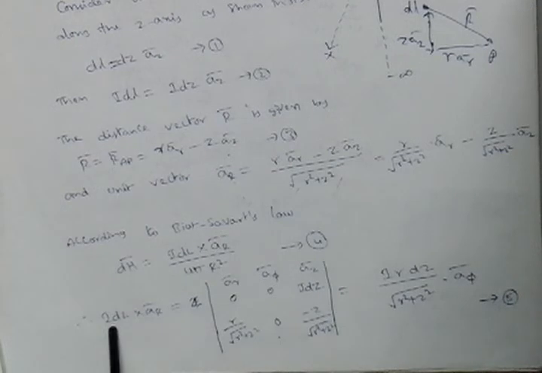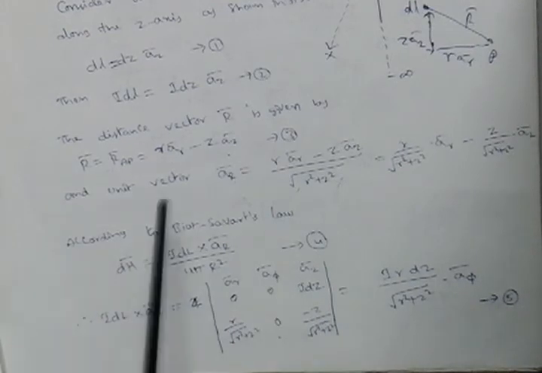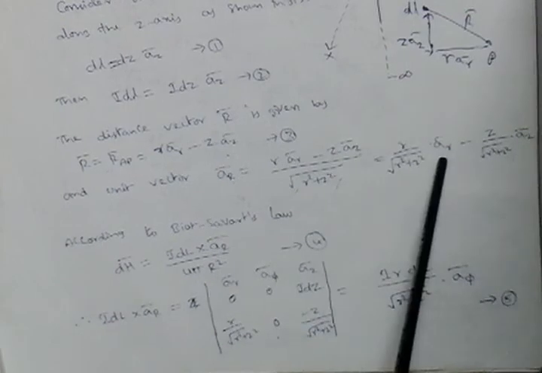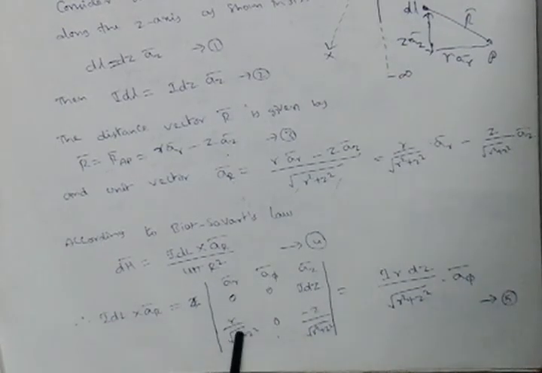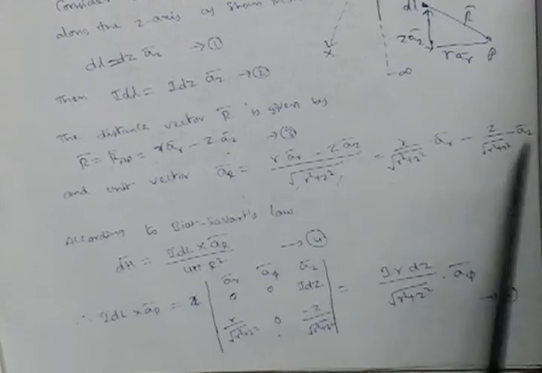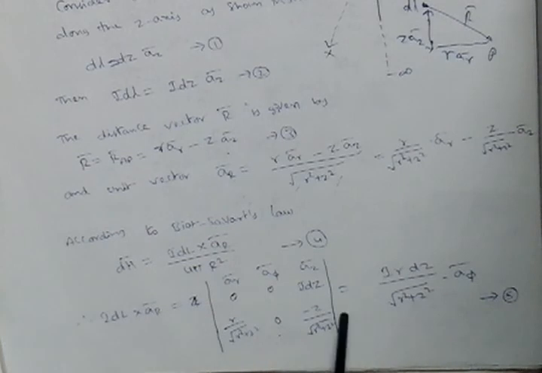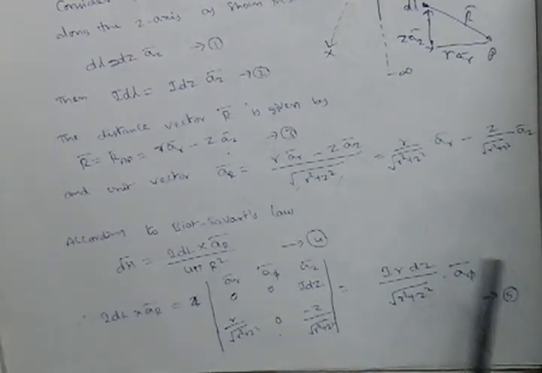First we need to write I dl. I dl has only the a_z bar term, so there is no a_r bar and no a_phi bar component, that is 0. Next, a_r bar has two terms: one is the a_r bar term, the other is a_z bar. The a_r bar term stays as it is. The a_phi bar term is 0. The a_z bar term is minus z divided by the square root of r square plus z square. If you simplify this using the cross product equations, then you will finally get I r dz divided by the square root of r square plus z square, a_phi bar.